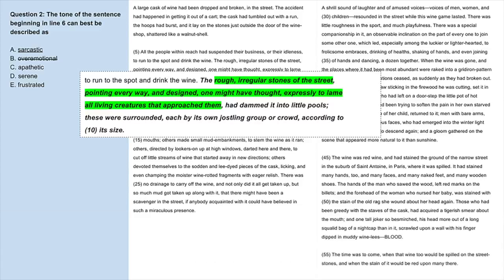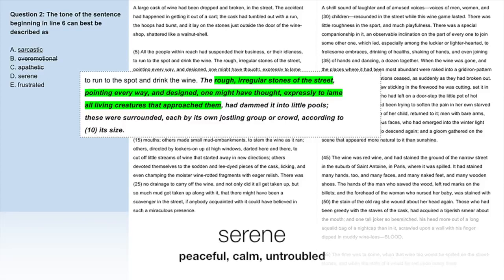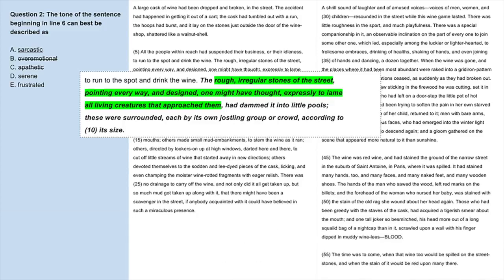He does actually care enough to mention that the roads are terrible enough to cripple anyone or anything that walks on them, so cross out apathetic. D, serene. Serene is peaceful, calm, untroubled, and no, this doesn't fit. It's not peaceful or untroubling to talk about streets seeming to be designed to cripple someone or something. So get rid of D.